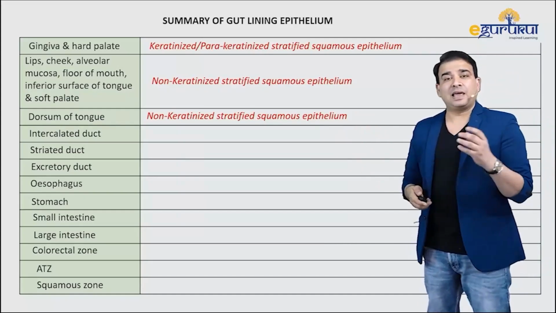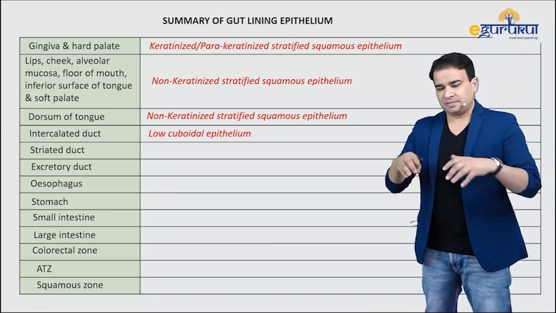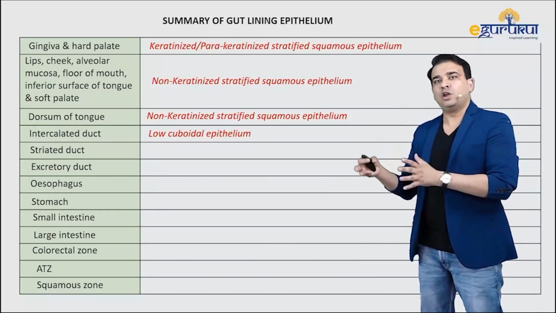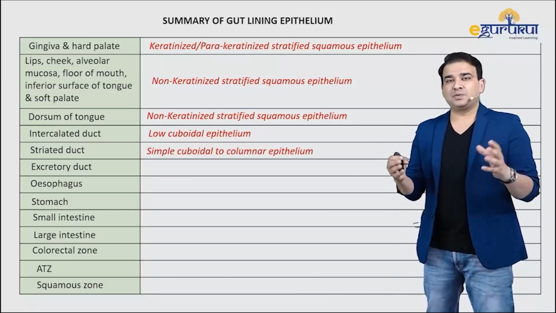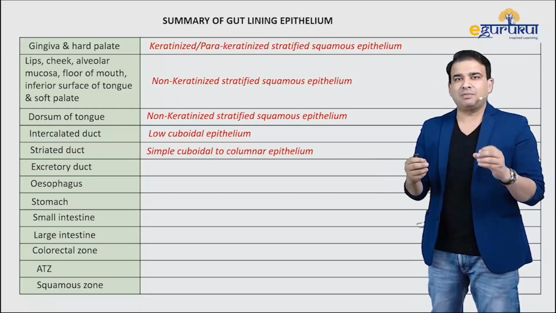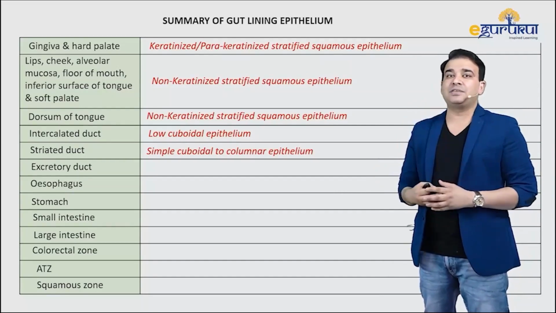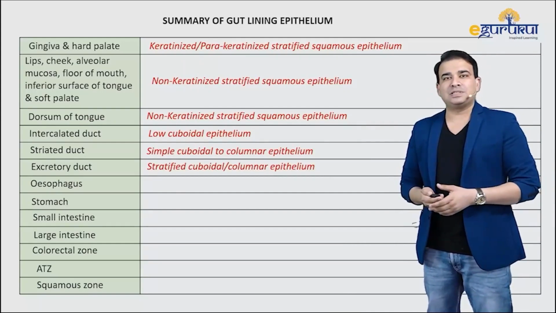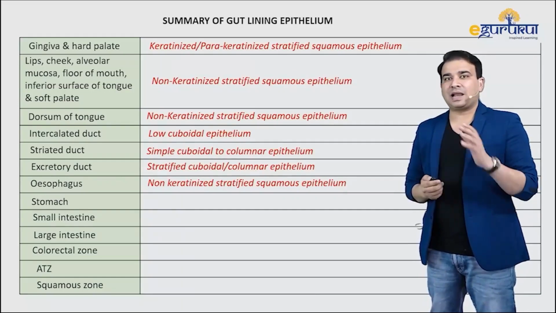Coming on to the duct part, the intercalated duct had a simple cuboidal epithelium, a single layer of simple cuboidal epithelium. Striated ducts, if you remember those basal striations which are pushing the nucleus to the center, had the cuboidal to columnar epithelium but with the basal striations. The excretory duct, the large duct, had the stratified cuboidal to the stratified columnar epithelium. A small excretory duct will usually be stratified cuboidal. The large excretory ducts like Stenson's or Wharton's duct have a stratified columnar epithelium. Then the esophagus again, the stratified squamous epithelium. Stomach, the simple columnar epithelium with the cell having the glycocalyx on the surface.